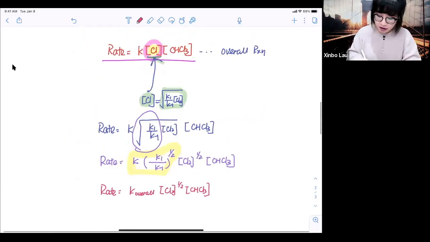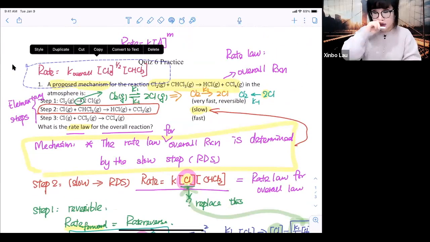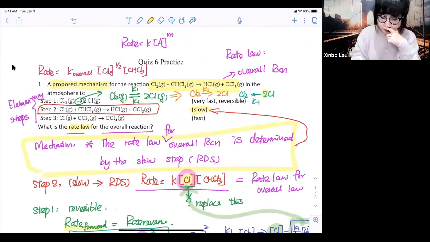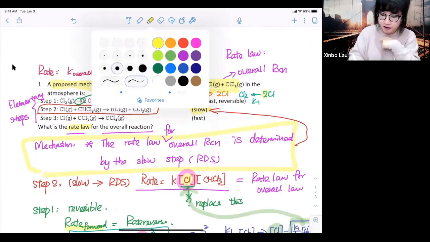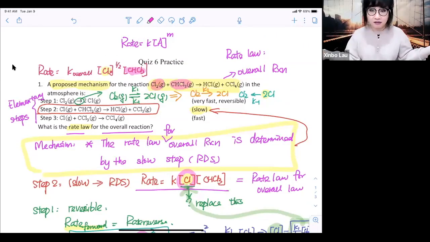And now let's check it out. Here you go. Do I have everything from my overall reaction? Is it okay for me to use it to express my overall reaction? Let's look at it. Cl2, yes, it's in my overall reaction as one of the reactants. CHCl3 is also one of my reactants. Looks logical, right? It's good, and I'm done.